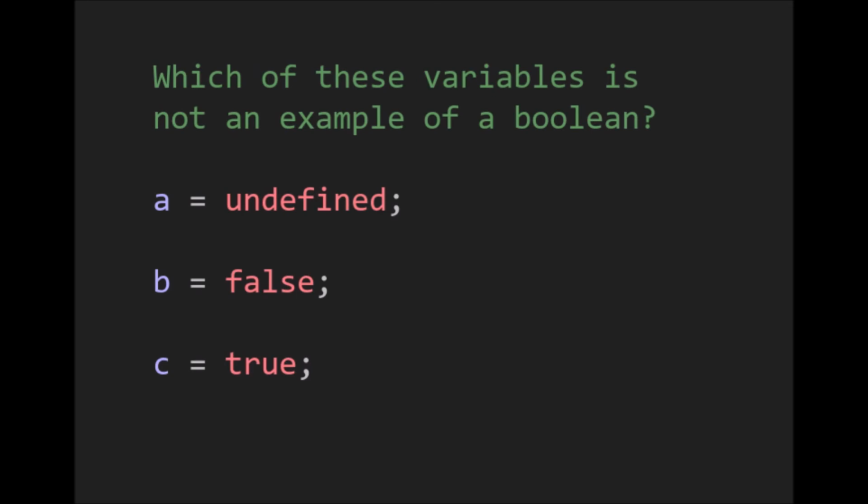Question 2. Which of these variables is not an example of a Boolean? The answer is variable a. A Boolean is either true or false. Any variable can be undefined though.